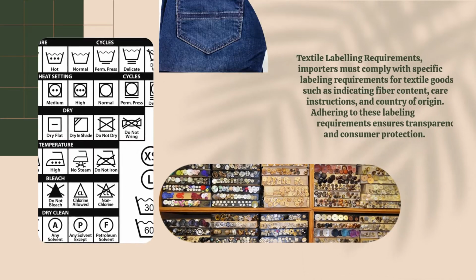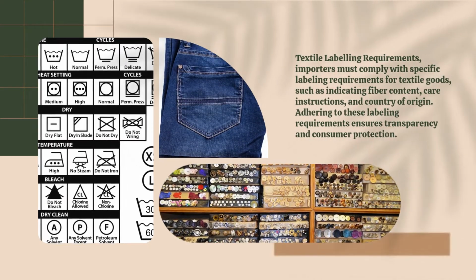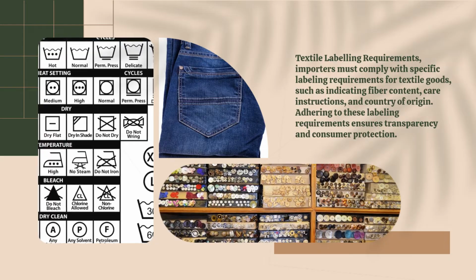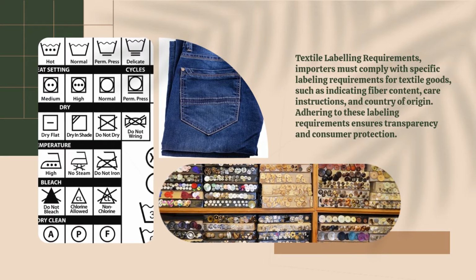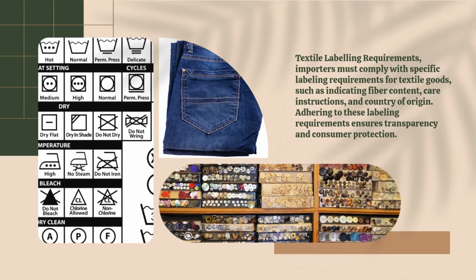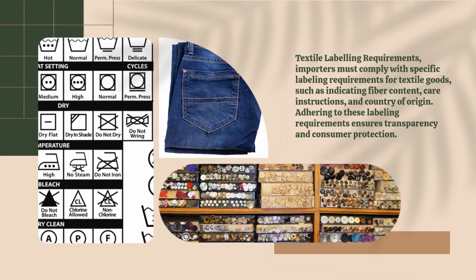Textile labeling requirements. Importers must comply with specific labeling requirements for textile goods, such as indicating fiber content, care instructions, and country of origin. Adhering to these labeling requirements ensures transparency and consumer protection.